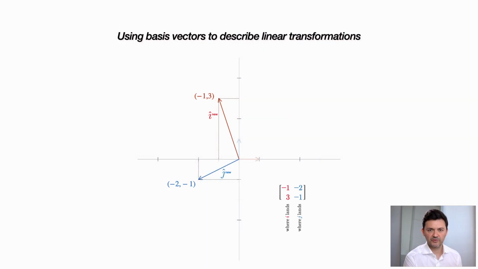How can we do this? We need to store them in a matrix. The first column of this matrix will store where i hat lands, and the second column will store where j hat lands. This rectangular arrangement of numbers is now sufficient to tell us where any vector in the original space will land when we transform the space, and this is very powerful. Some linear transformations are used very often, especially in computer graphics, and a good example is using matrices to rotate a space in a specific direction. So let's see how we can do this.